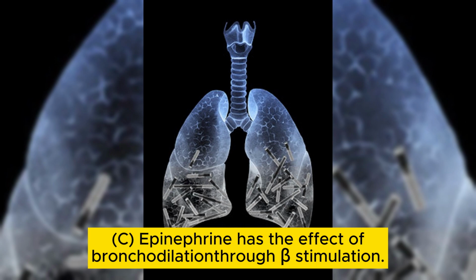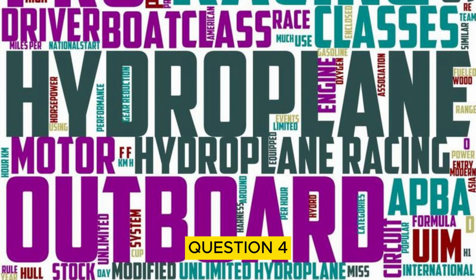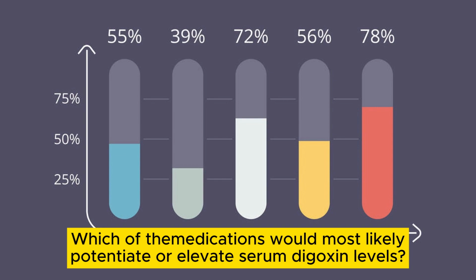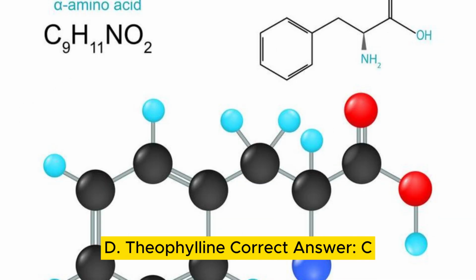C. Epinephrine has the effect of bronchodilation or beta stimulation. D. Propranolol, esmolol, and labetalol are all beta-blocking agents, which can increase airway resistance and cause bronchospasms. Question 4. The following medications were noted on review of the client's home medication profile. Which of the medications would most likely potentiate or elevate serum digoxin levels? A. KCl. B. Thyroid agents. C. Quinidine. D. Theophylline. Correct answer: C.